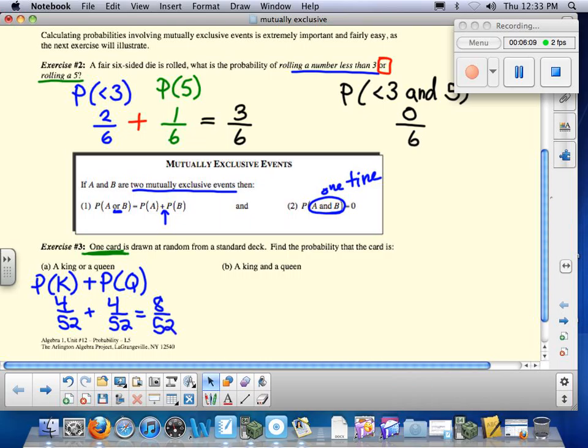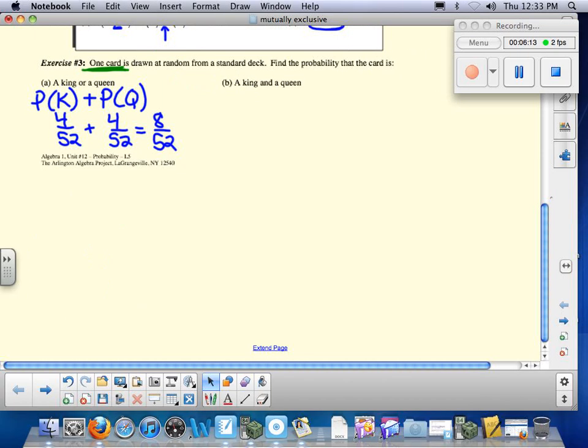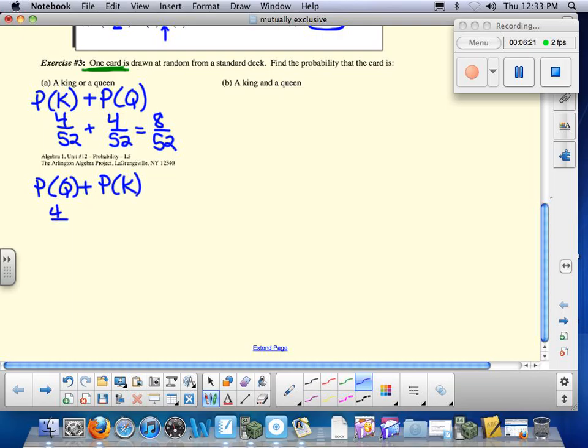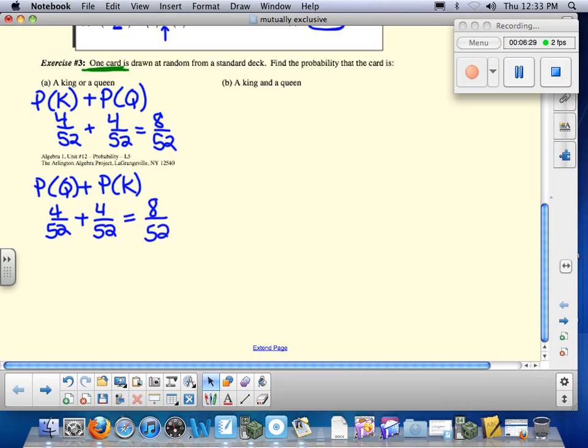Now, would it look any different if I had drawn a queen first? No, there's still going to be 4 out of 52 each. So wait, how's there 50 cards left though? Do you not add the bottom? I'm only drawing one card, Brandon.